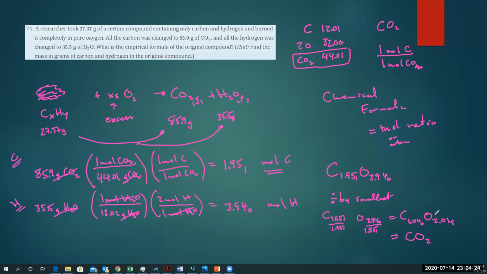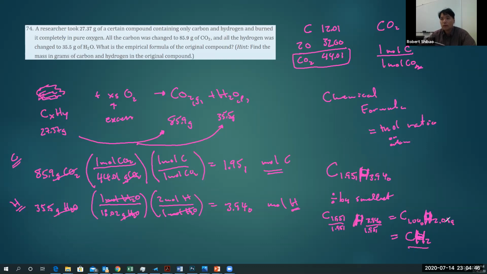Oops, what am I doing? This is supposed to be H. Sorry, not O. I was thinking something else. This is H, hydrogen, not oxygen. I'm not going to erase it, I'm just going to scribble over it, sorry. CH2. So this is what we call the empirical formula, EF.